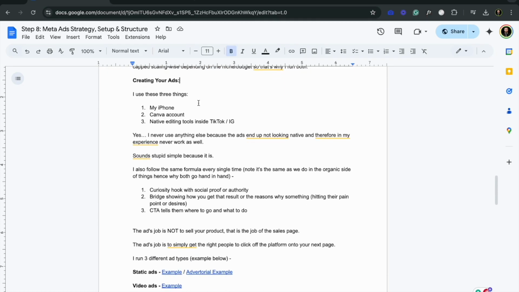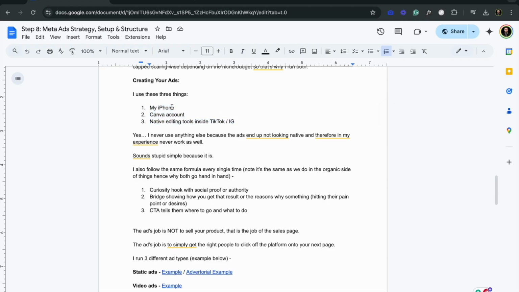So creating your ads, I use 3 things: my iPhone, my Canva account, and the native editing tools inside TikTok and Instagram. That's it. I don't do overcomplicated fancy ads. Some might work, but mostly they don't. You spend a load of time and effort and potentially money creating them, and they just don't seem to work. I create ads that fit into the platform I'm creating the ads for. So I use the native captions and the native text overlays, just like we did with the organic videos, because it makes it look not so much like an ad.